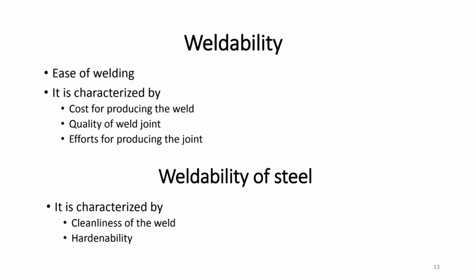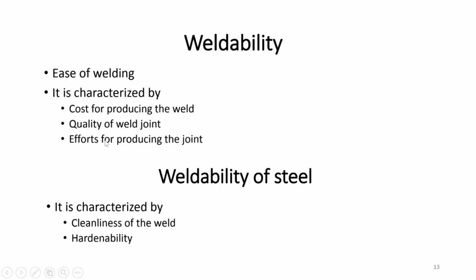So if the equipment that is required or the type of welding that is required is cost effective, then it will be higher weldability. Quality of weld joint: after welding, the joint quality should be good. So the strength of the weld joint should be high and the heat affected zone should be smaller. All these are some of the properties of materials with good weldability. Efforts for producing the joint.